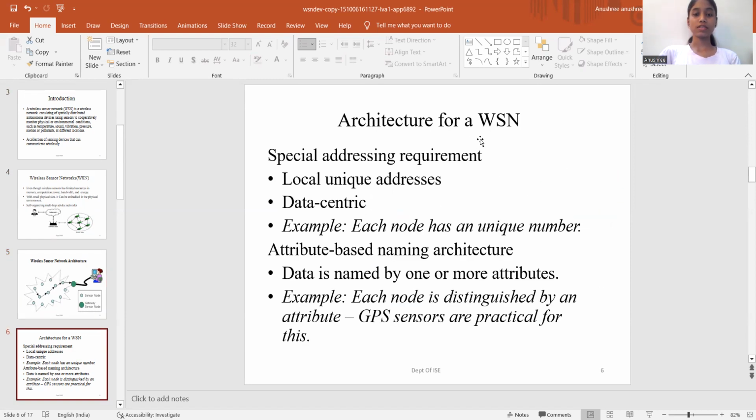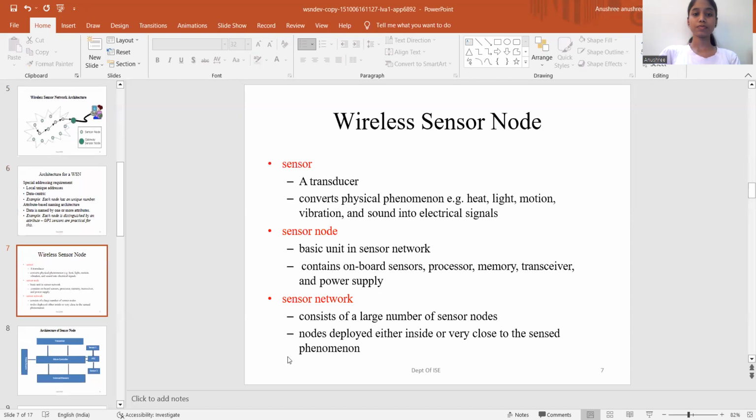Architecture of wireless sensor nodes. Special addressing is required, so a local unique address, data centric. For example, each node has a unique number. Attribute based naming architecture: data is named by one or more attributes. For example, each node is distinguished by an attribute. GPS sensors are a practical example of this.